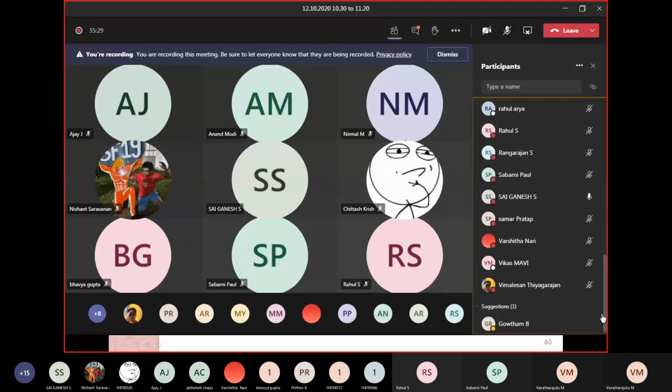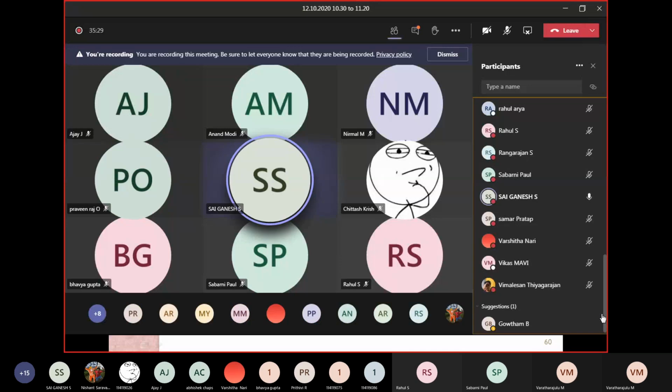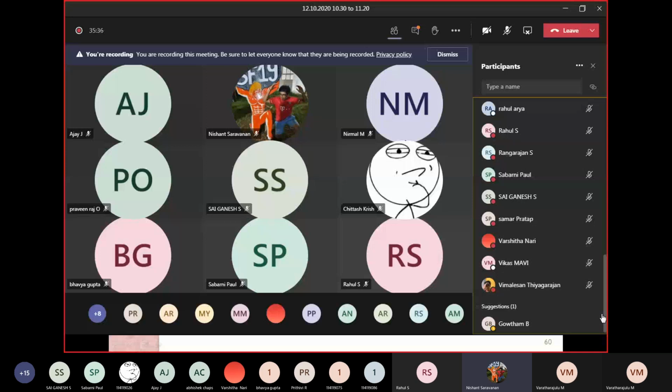Sai Ganesh, Nishant, any information? No, sir. I don't have any idea. Yes, but you Communist Manifesto. Yes, Communist Manifesto. It has some name. What was the name? Manifesto. That is different. That is party. Okay. Capital. We need to be aware about Capital.